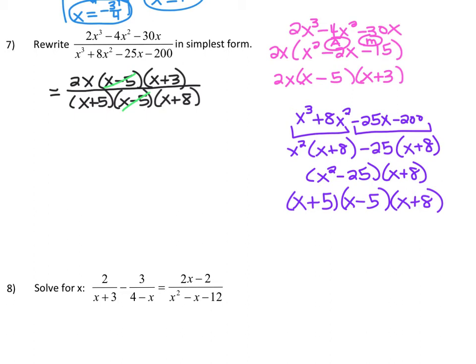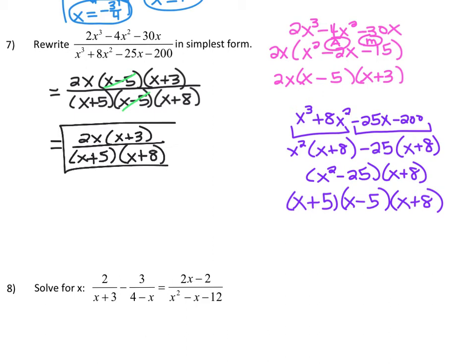All right, so you can rewrite your answer one of two ways. You can either just leave it in factored form as 2x times x plus 3 over x plus 5 times x plus 8. So that's a totally acceptable answer.